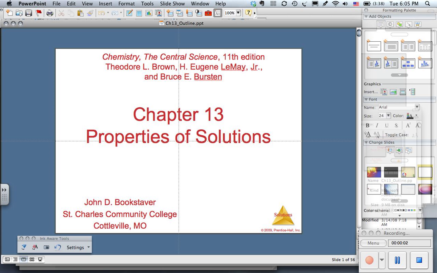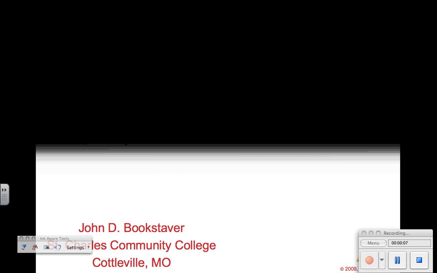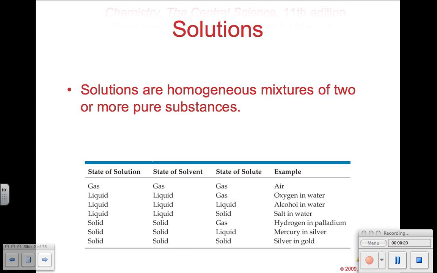Well, now we are moving into chapter 13. And with that, we are looking at the properties of solutions. We were looking at the properties of solids and liquids, and now we're looking at properties of solutions when things are a mixture in a liquid. So a solution is, the definition of a solution is a homogeneous mixture of two or more pure substances.